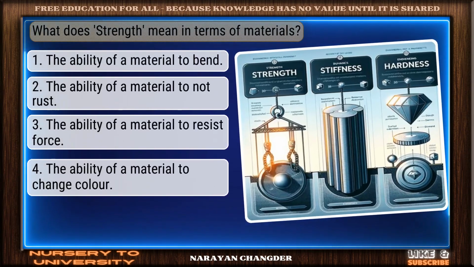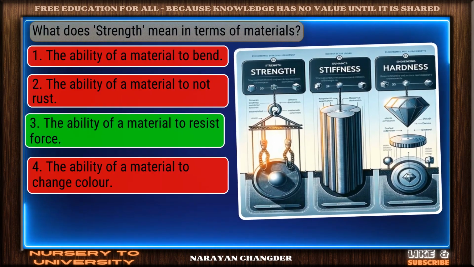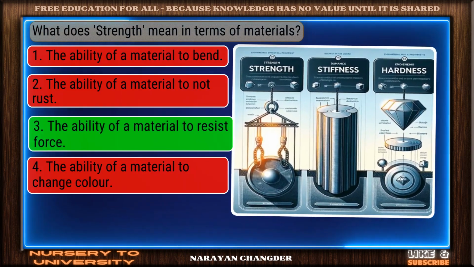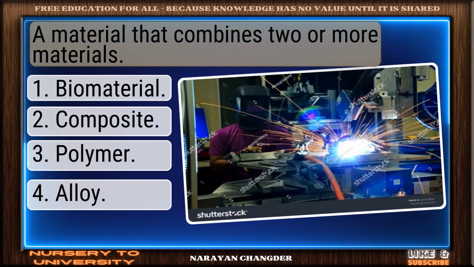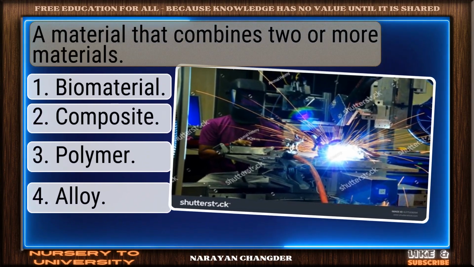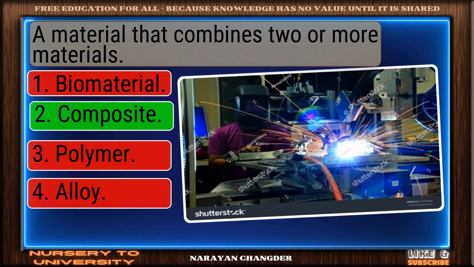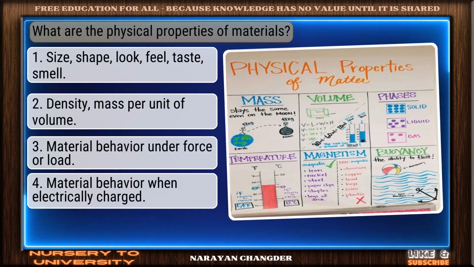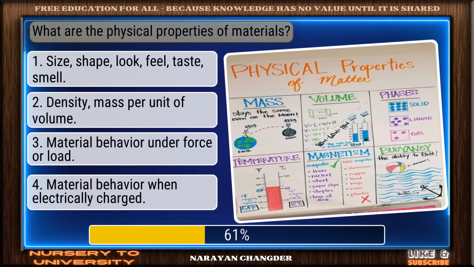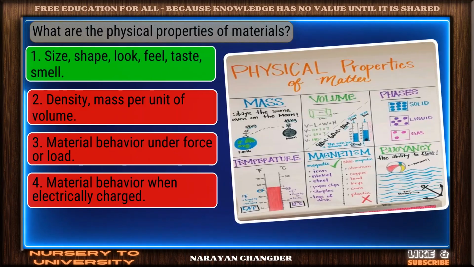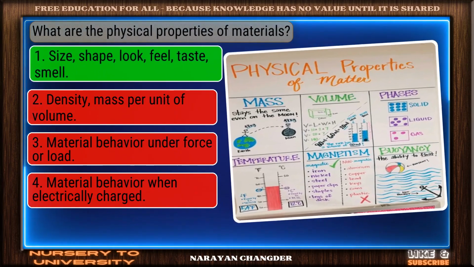What does strength mean in terms of materials? Nicely done. The ability of a material to resist force is a solid answer. A material that combines two or more materials. Right choice. Composite is the best answer. What are the physical properties of materials? Bravo! Size, shape, look, feel, taste, smell is the answer.